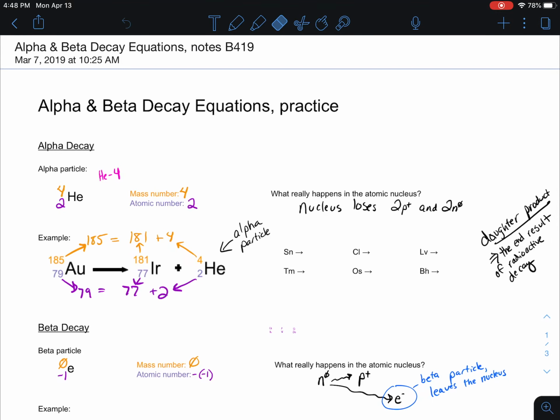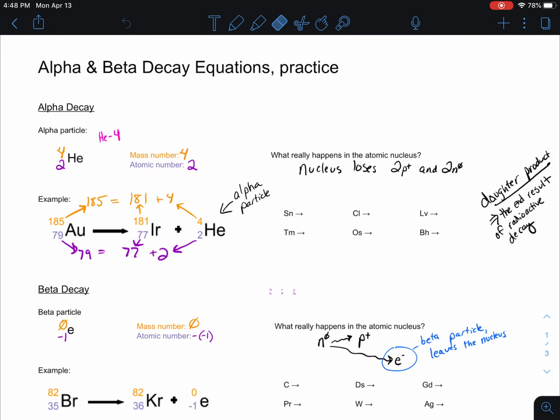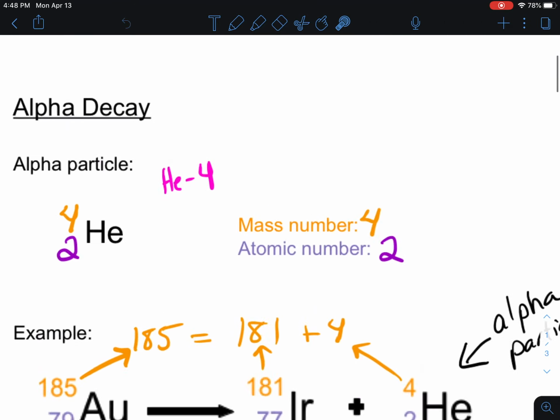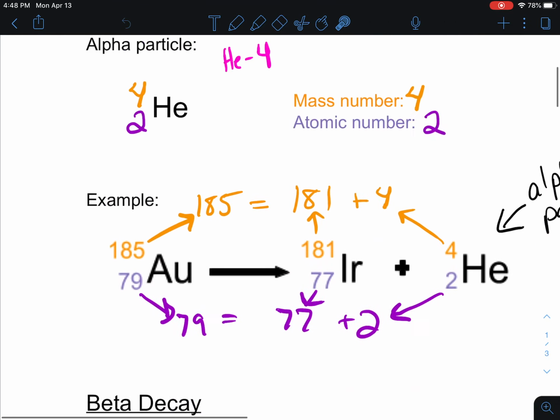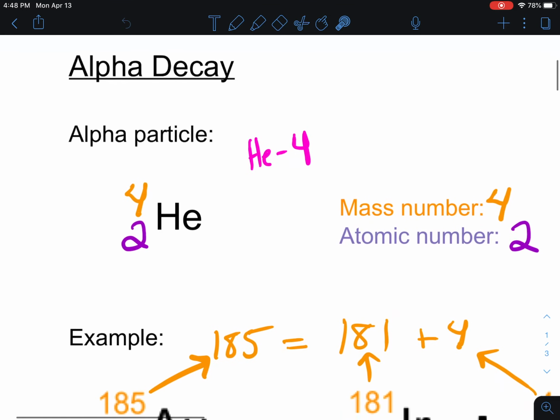Decay equations. All right, so here is our class notes and our practice sheet. We have alpha decay and we have beta decay. During alpha decay, an alpha particle is released from the nucleus. An alpha particle is a helium-4 particle. There it is in isotope notation. Here it is in atomic notation.